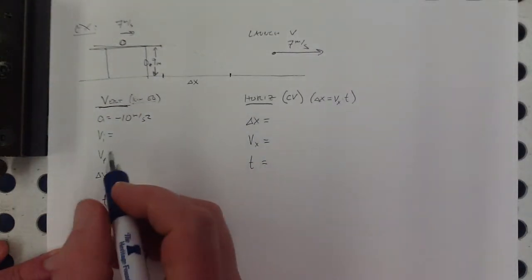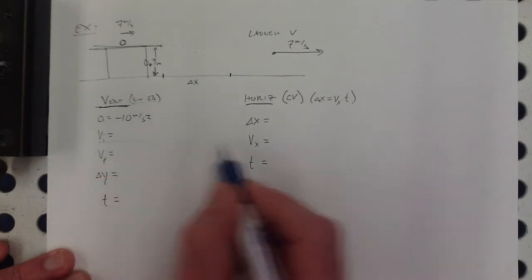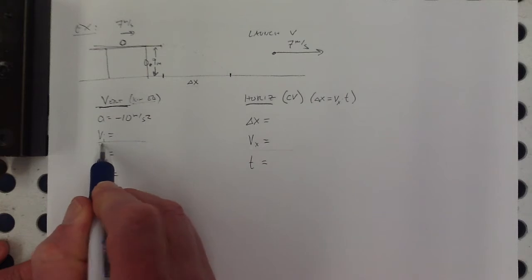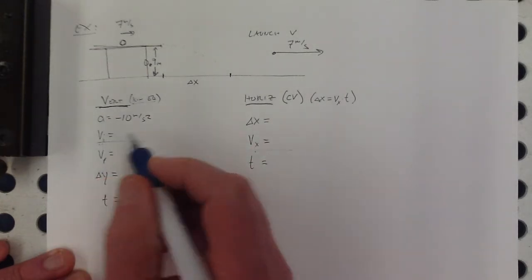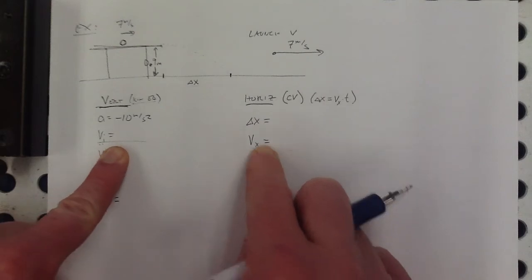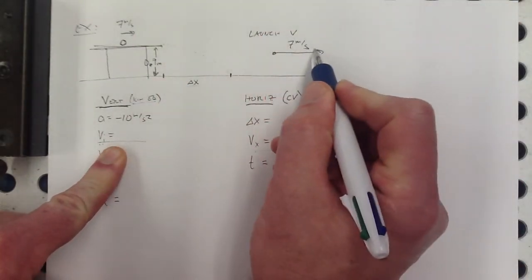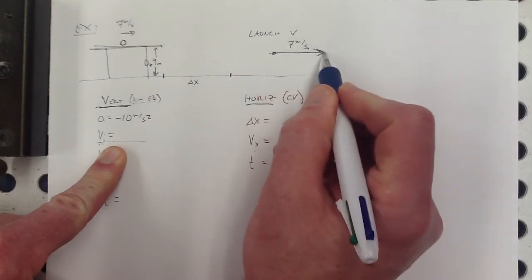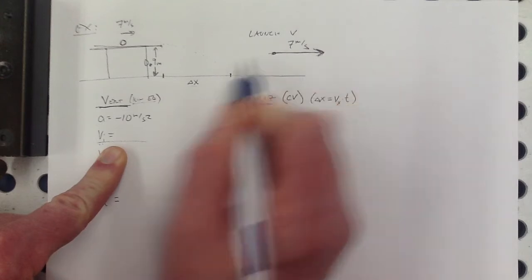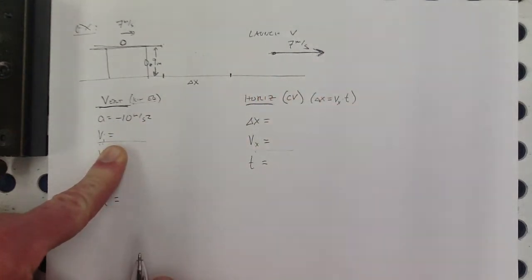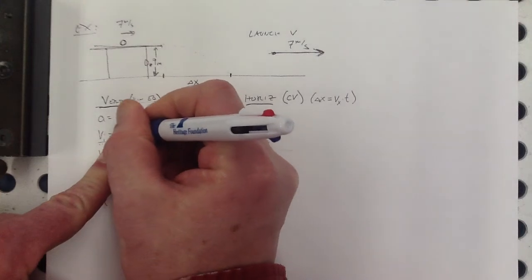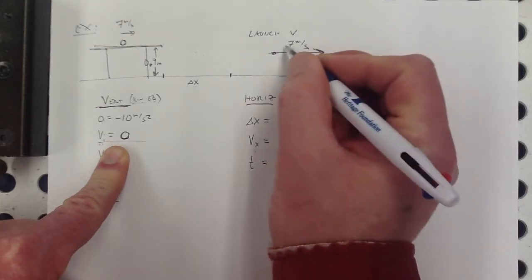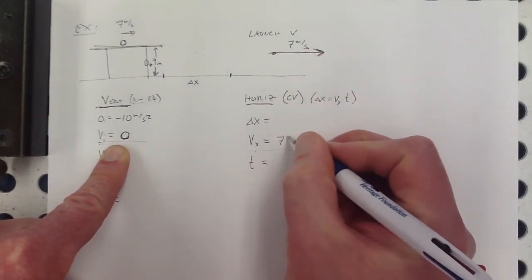So I need to look at these two things, the initial vertical velocity and the horizontal velocity, and figure out what needs to go here and here. Now, look at this vector right here, look at the direction that this is pointing. How much of this 7 meters per second going this way is in the up-down direction, in the vertical direction? How much of it? None of it. 0. How much of it is in the horizontal direction? All of it.